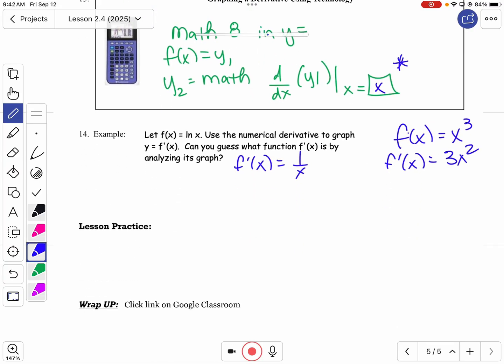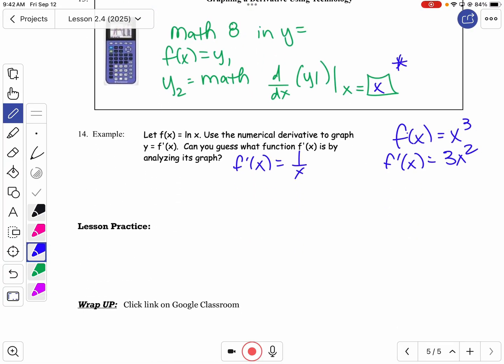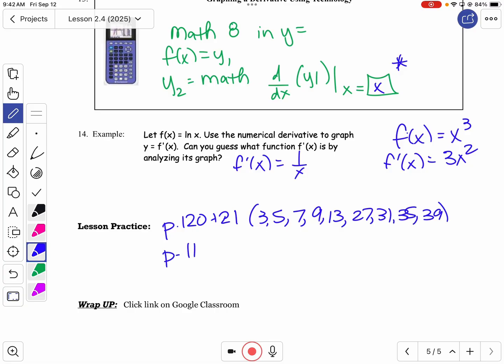All right, so for lesson practice this time, on page 120 and 121, these are all about differentiability. 3, 5, 7, 9, 13, 27, 31, 35, 39. Okay, if you want to practice the math 8, on page 112, do number 20 with the calculator. Okay, so use an nDeriv.